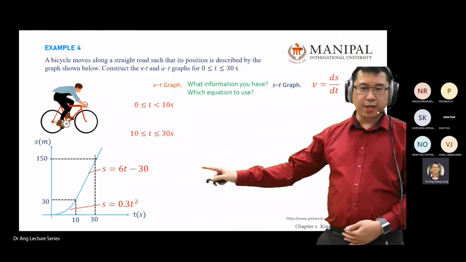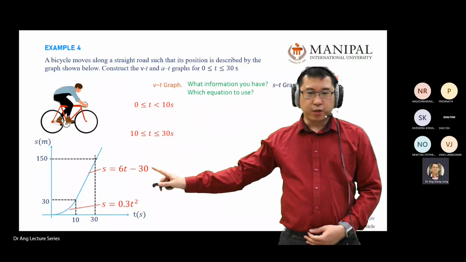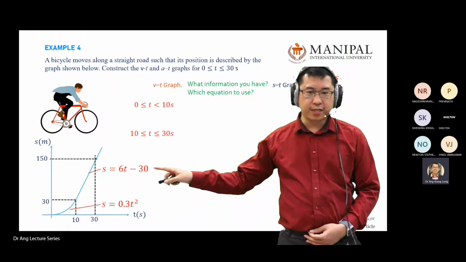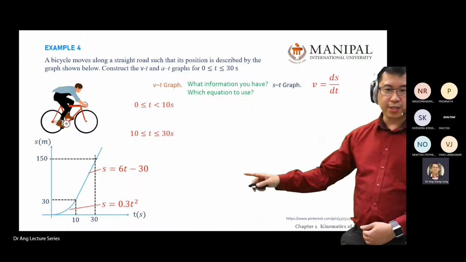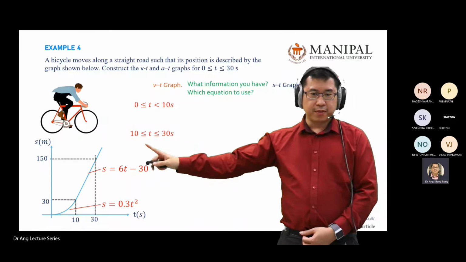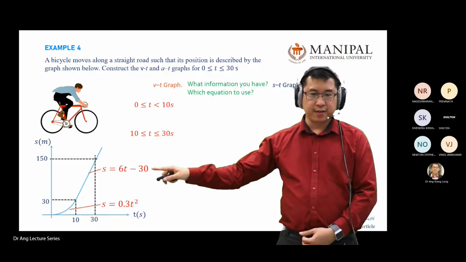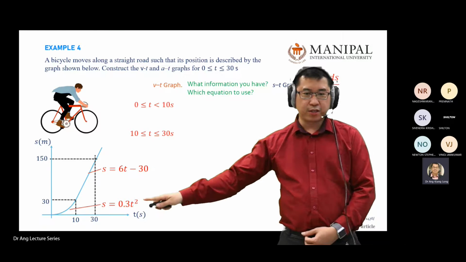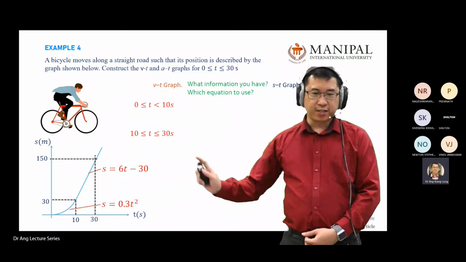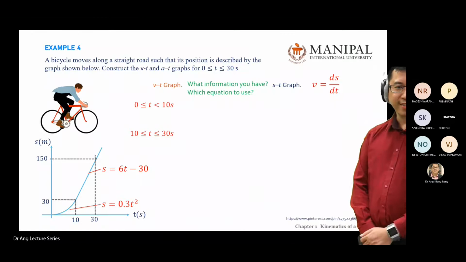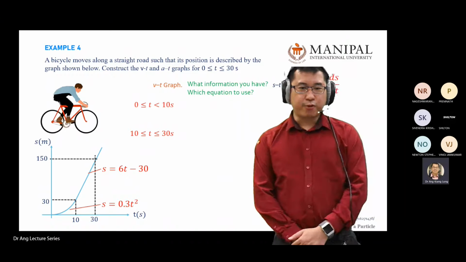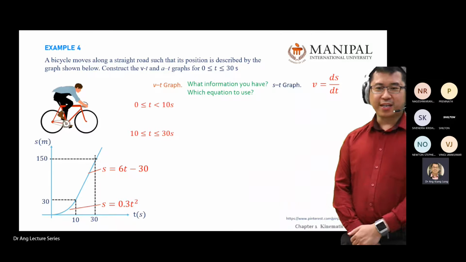Okay, Stephen, continue. What happened to the velocity from 10 to 30 seconds by using this equation? What is the velocity equation for 10 to 30 seconds? You can do this one, right? ds over dt is 6, correct. 6 what? What is the unit? Meters per second. Correct. Anyone have a question why Stephen answered in that way?